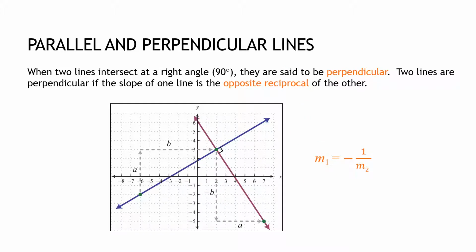Perpendicular lines intersect at a 90-degree angle, and remember that's the little symbol for 90 degrees. Essentially, the slopes of those lines are opposite reciprocals, which means you flip it over and make it the opposite sign. So if the slope of one line was 5, the slope of the other line would be 1 over 5, and then change the sign from positive to negative.